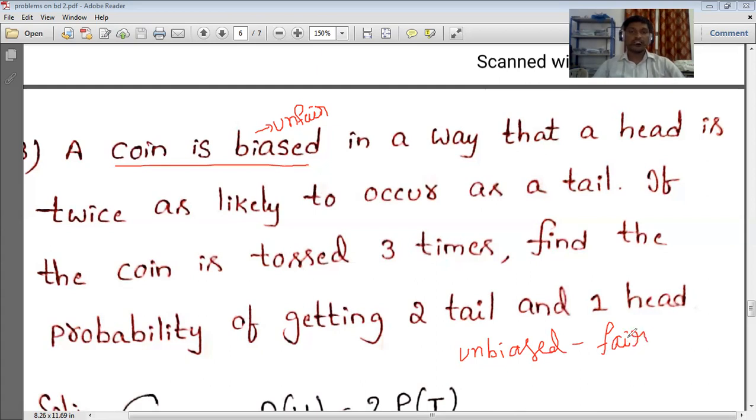Biased means the probability of getting heads is more than the probability of getting tails, or the probability of getting tails is more than the probability of getting heads. There is no equal possibility.